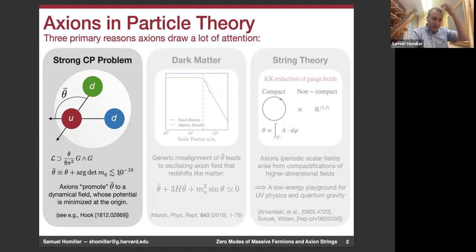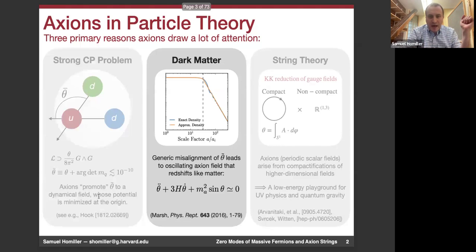And so there's this obvious massive fine-tuning problem here. And axions essentially promote this parameter to a dynamical field. And QCD dynamically generates a potential that minimizes this field at the origin, and so it really dynamically solves the strong CP problem. And this was the original reason that people started thinking about axions.